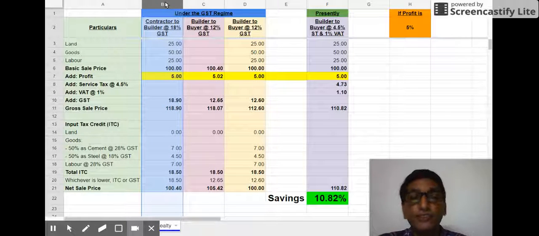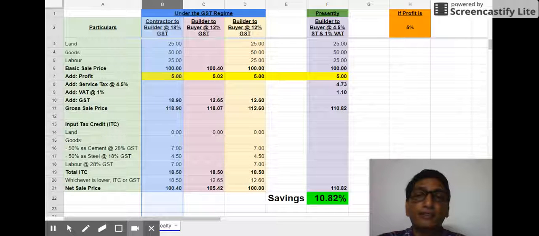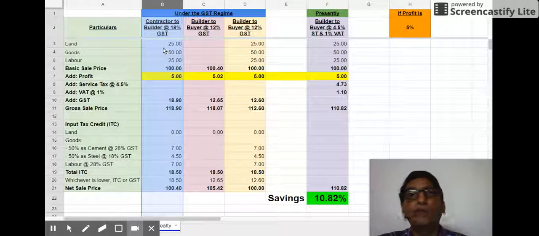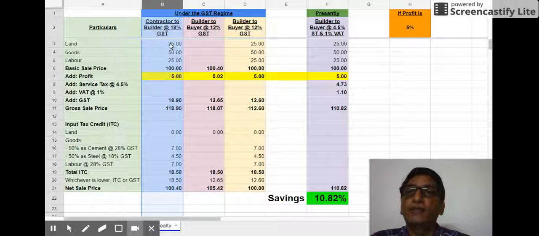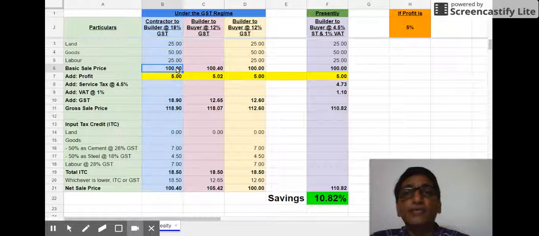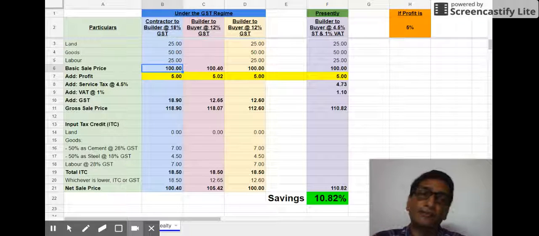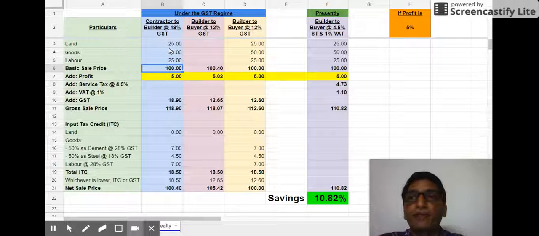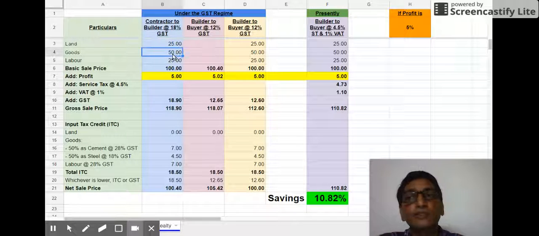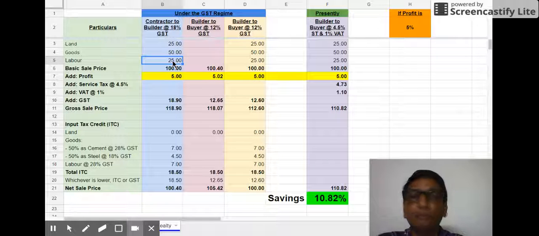Let us see the first situation where the builder gets it constructed through a contractor. Now, what will happen in post GST? Let us assume the whole cost of construction is 100 before all taxes. See, the three major elements of any construction activity are: one is land, the other is goods, and the third is labor. These are the three major components. So our assumption is land component is, let us say, 25, goods component is 50, and the labor component is 25. All these three put together comes to 100.